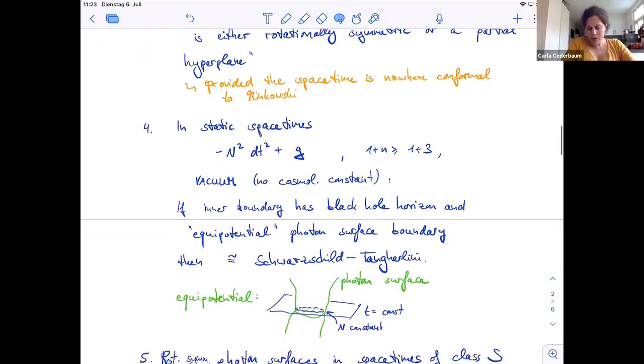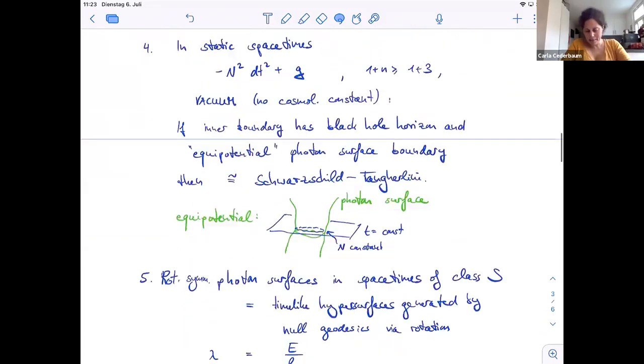Furthermore, we can show that if you're in a static spacetime of this form, minus n squared dt squared plus g, where g is some spatial metric independent of the time, and n is my name for the lapse function here, and we are in spatial dimensions at least 3, and vacuum and asymptotically Schwarzschild, I forgot to say that. Then we have the following theorem.